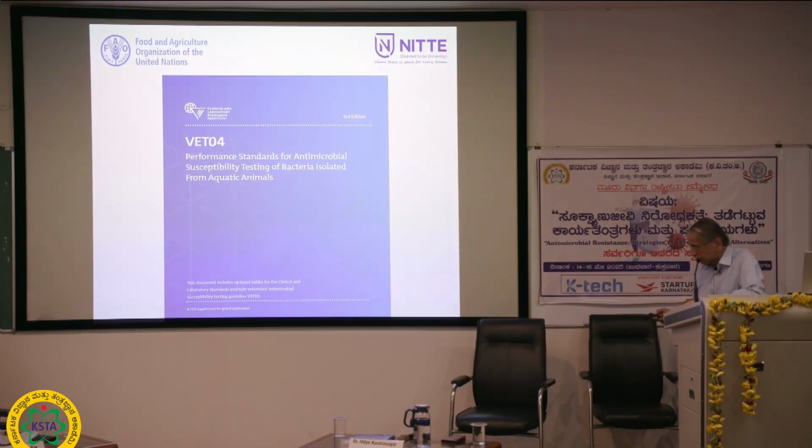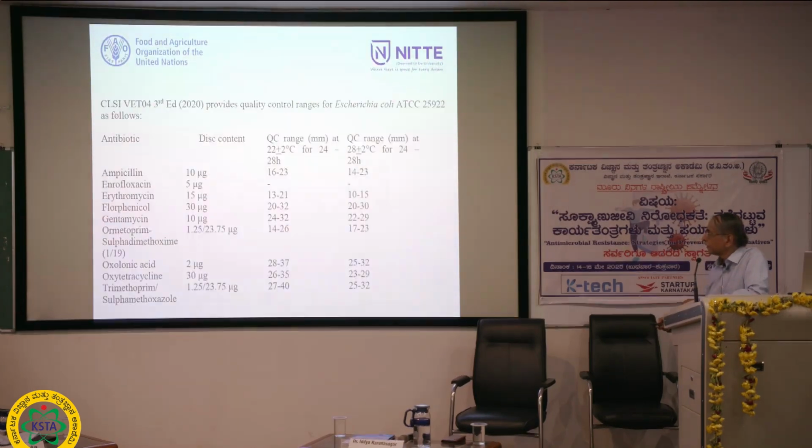So here you can see the example of E. coli: what is the disk content and what is the quality control range at the growth temperature of 22 degrees. You can see it is different when the organism is growing at 28 degrees. So you have to be clear at what temperature the test has been performed and use the appropriate breakpoints that are available. So the guideline gives information like this.